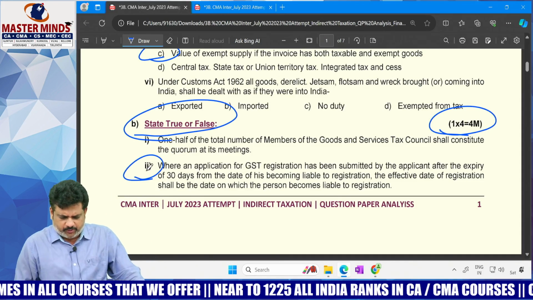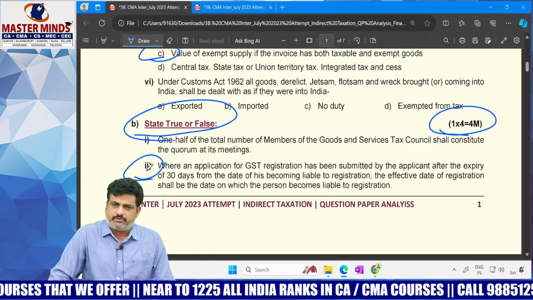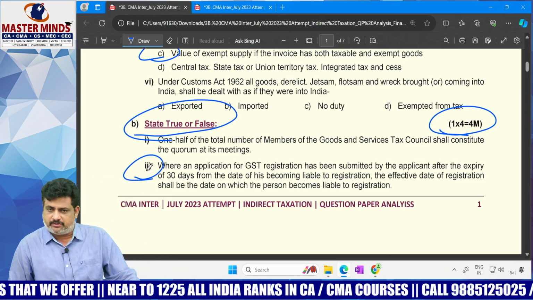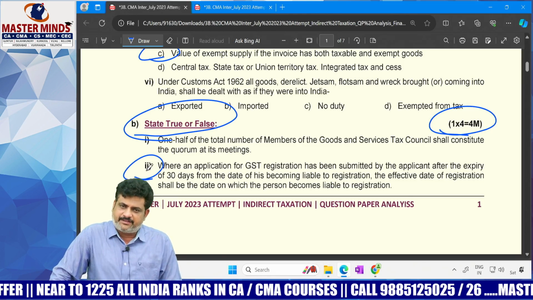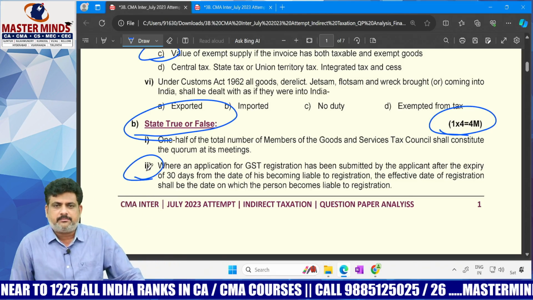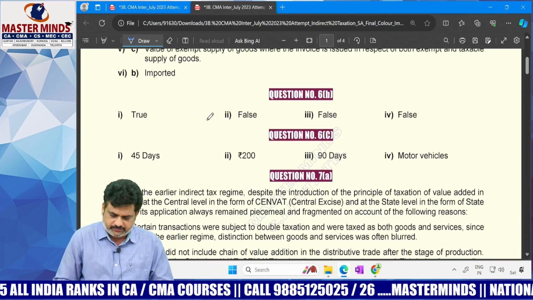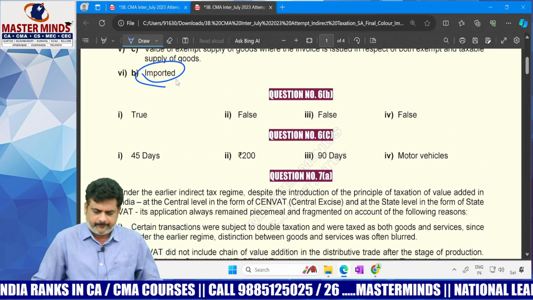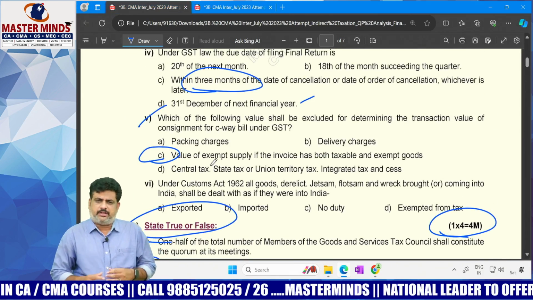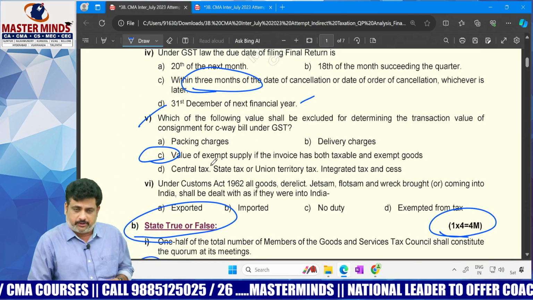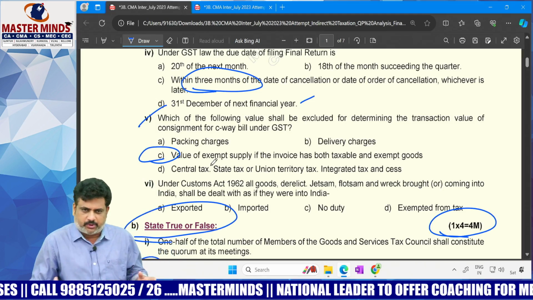So straightforward, if you observe here, say under Customs Act 1962, all the goods, derelict, jetsam, flotsam and wreck brought or coming into India shall be dealt with as if they were imported into India. This is imported. So if you observe, all the questions that are asked here are very much straightforward questions with no twist, and no case-based MCQs are asked here.